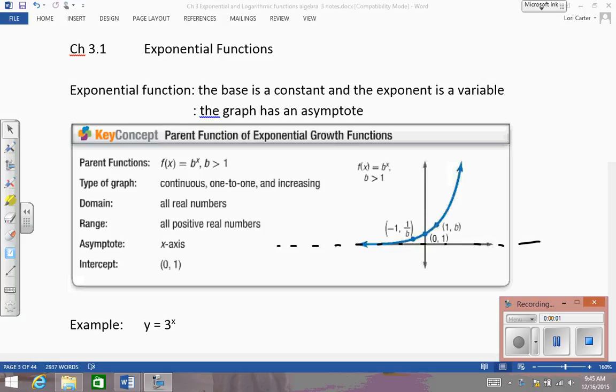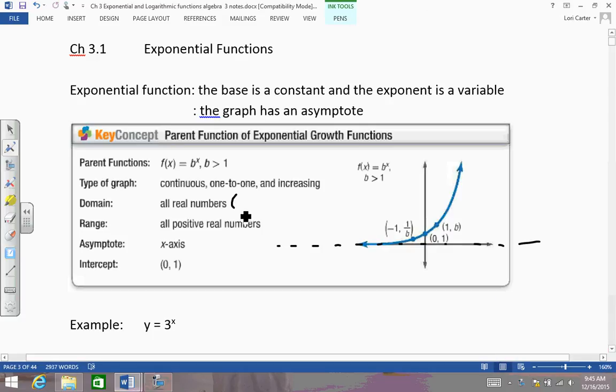So your domain is negative infinity to positive infinity. Your range, let me say that backwards. I think I just did. The domain is negative infinity to positive infinity. Your range is all positive. So the range is negative infinity to positive infinity. Your domain, I did say it right. Domain is all the reals, negative infinity to positive infinity. I'm going to stop talking.